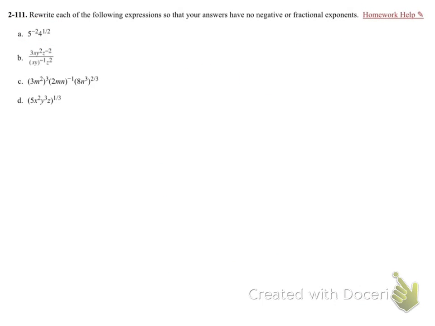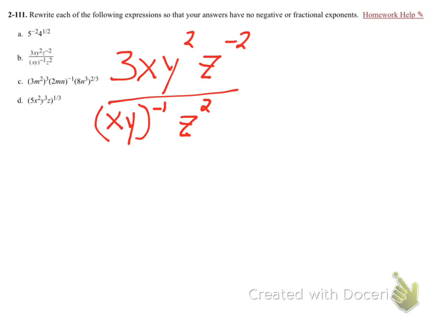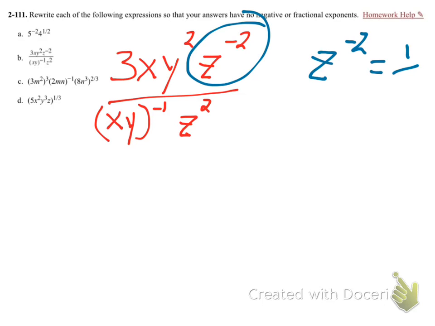Problem B. This one has a lot of information in it. So if I take a look at just my negative exponents right now, remember that z to the negative second is the same thing as 1/z to the positive second, which essentially means my negative exponent now moves to my denominator and becomes a positive exponent.